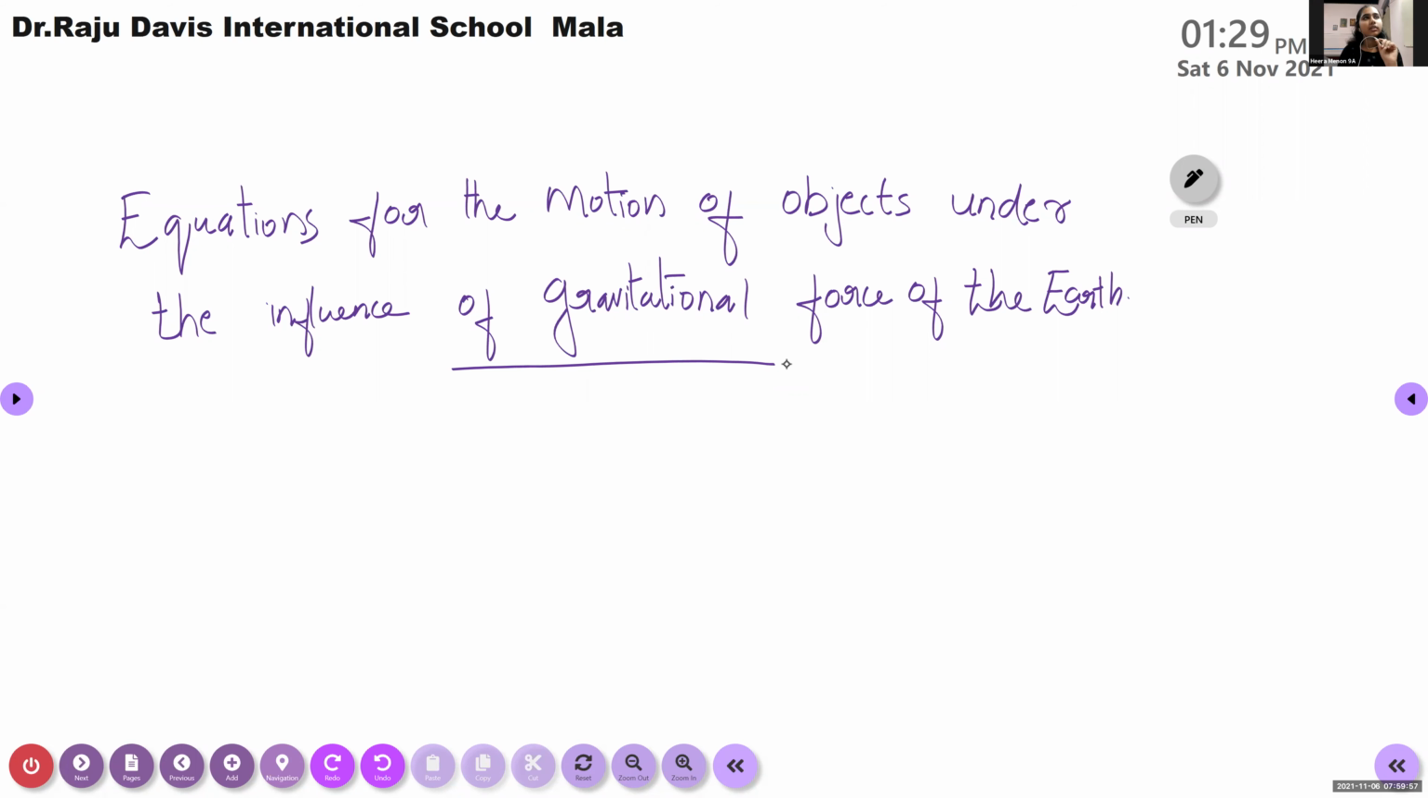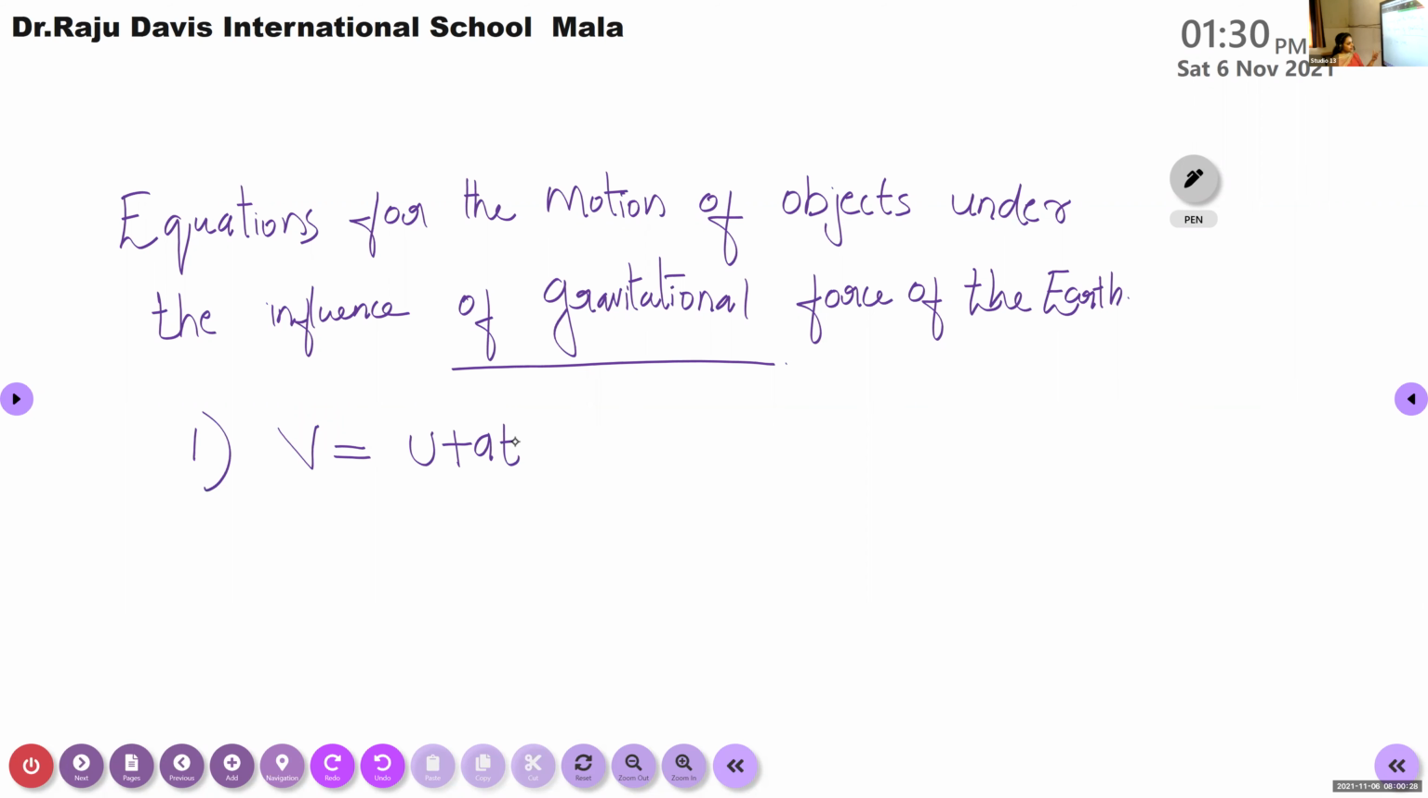V is equal to U plus at. Yes, very good. So we have the first equation of motion, that is v is equal to u plus at. This is the first equation of motion.